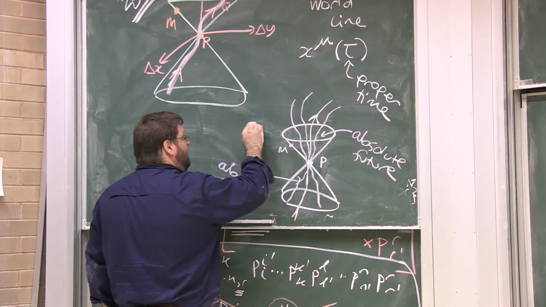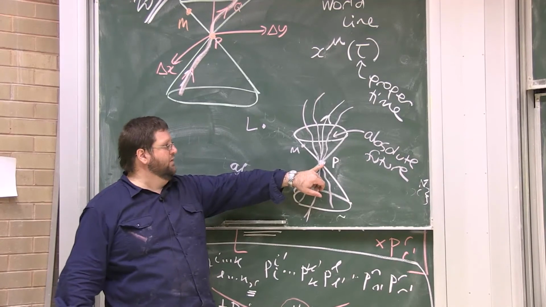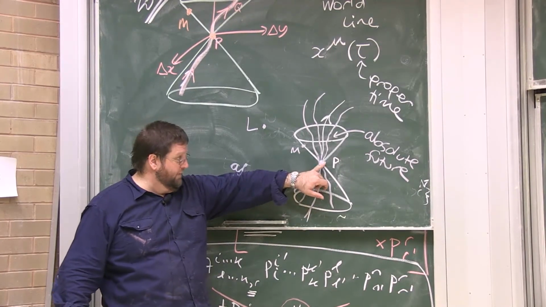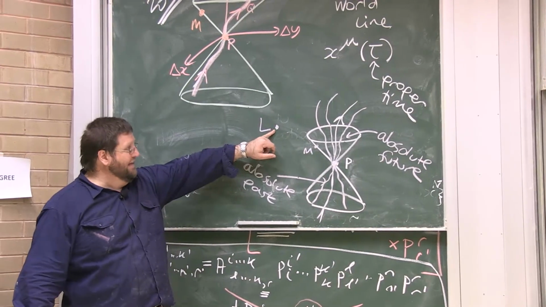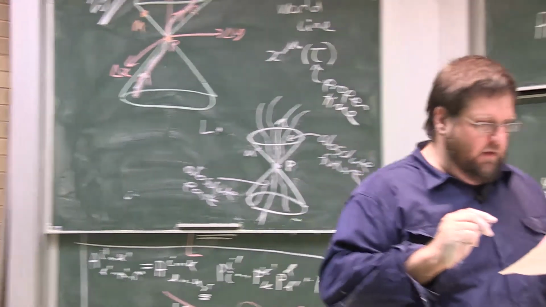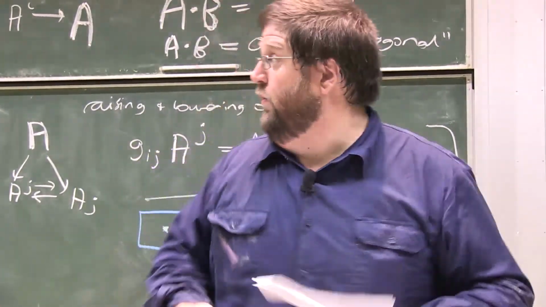There are points L, for example. There can be no direct causal link. There might be correlations, but there can be no direct causal link between an event P and an event L, which lies outside the light cone. And so we have some notation to capture what I've just said.